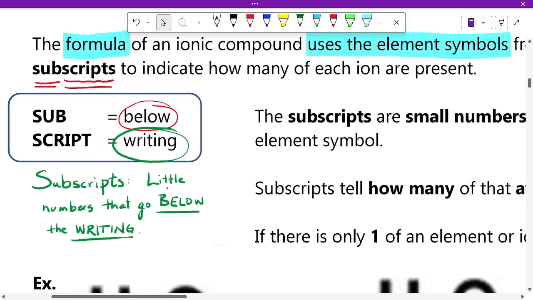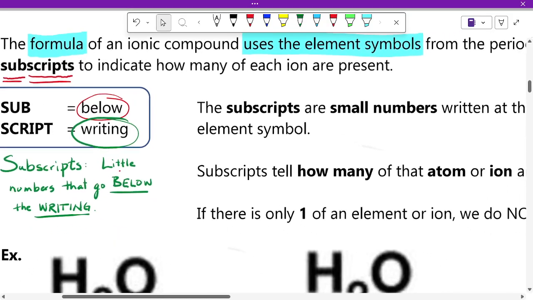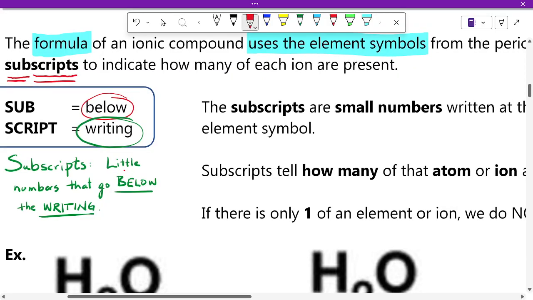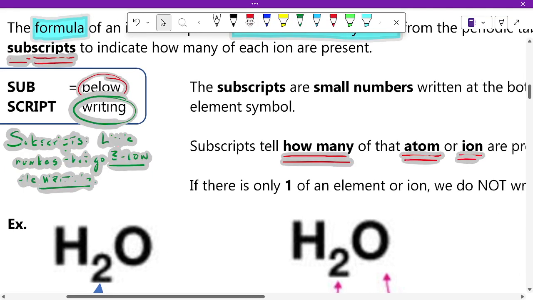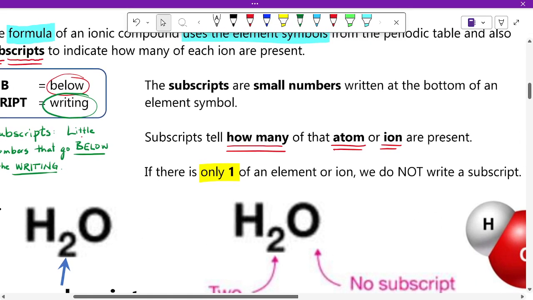And what do they tell us? They tell us how many of that atom or ion there are. Now, if there is only one of an element or ion, we do not write a subscript.